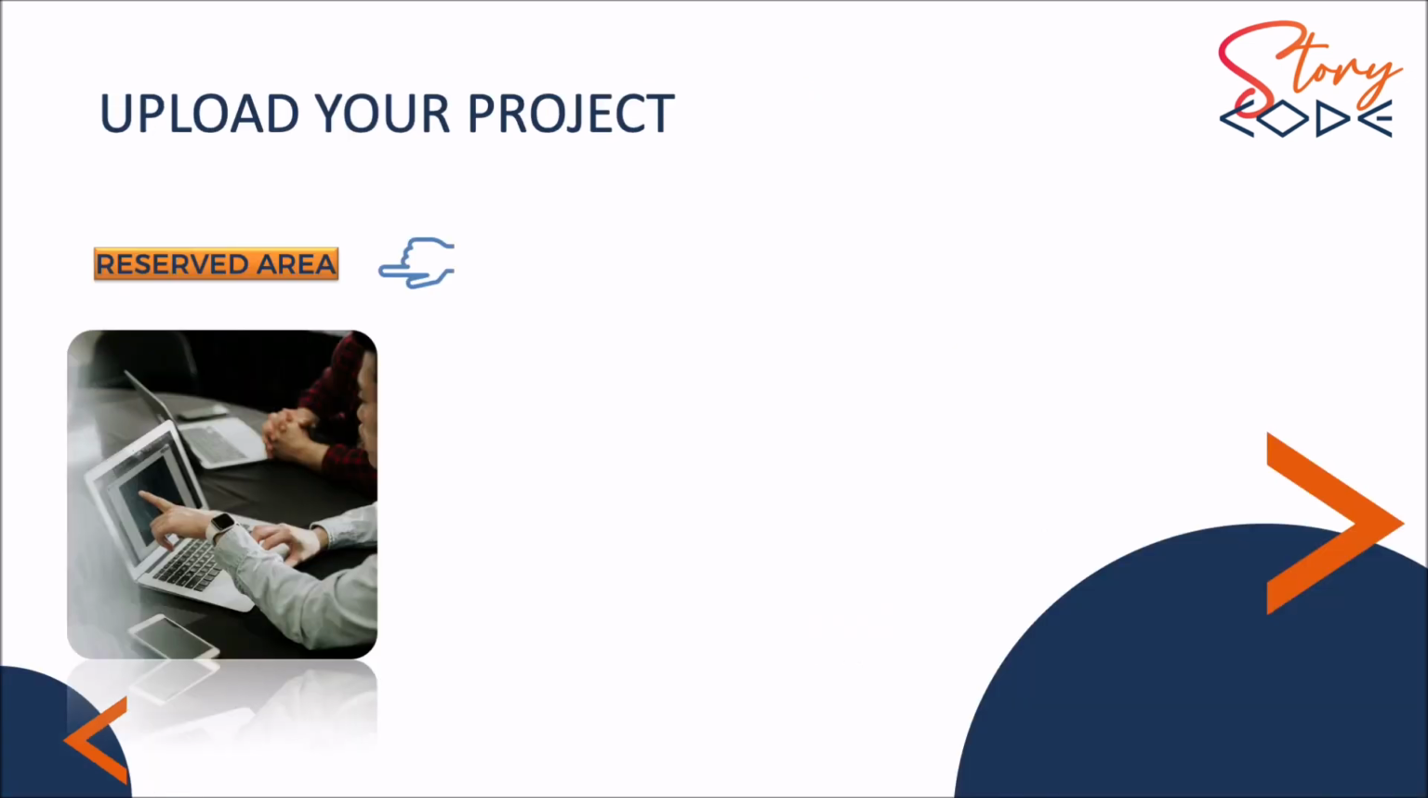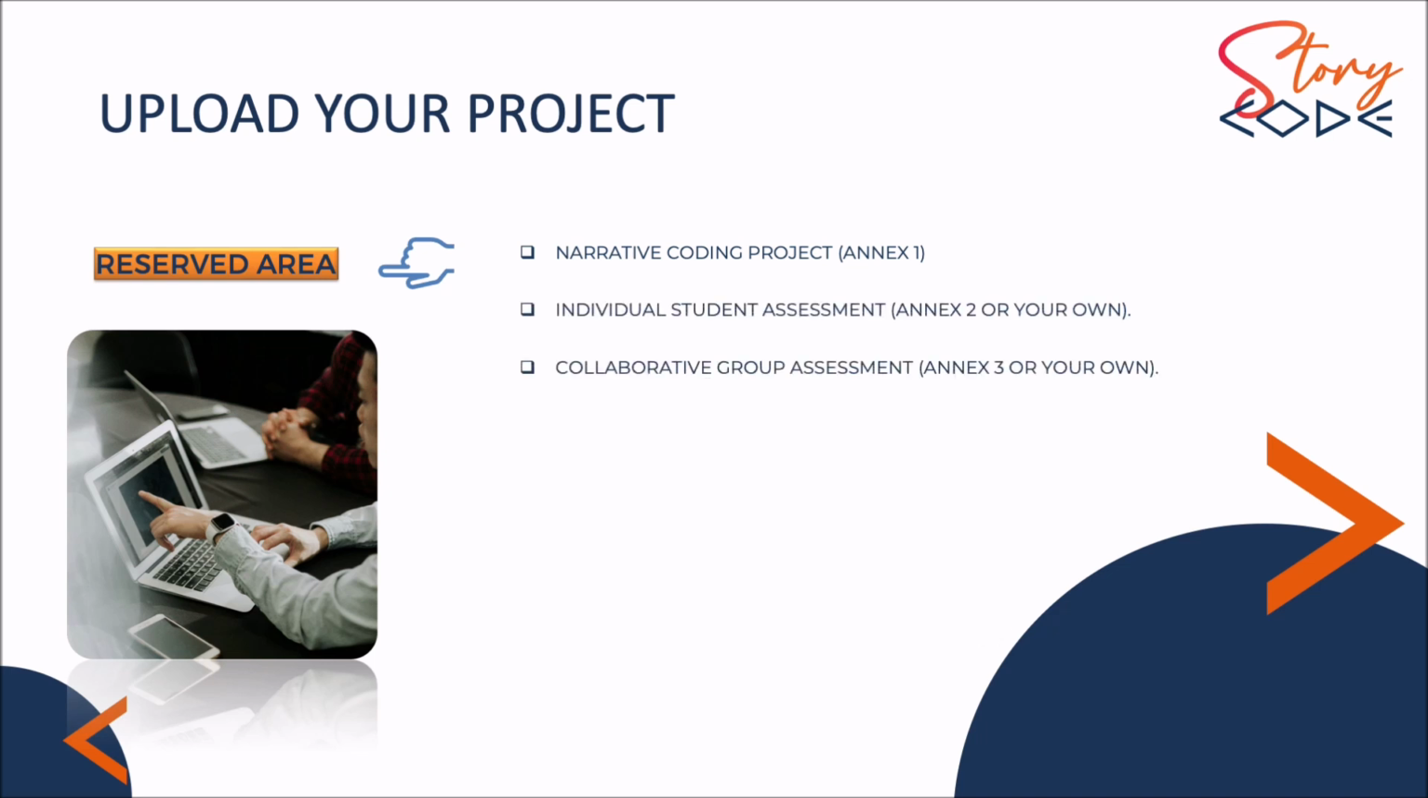At the end of your narrative coding project, you will have to access the designated section on the reserved area for this activity and upload your group report and all the assessment attachments. StoryCode trainers will evaluate your activity following evaluation criteria detailed in the activity attachments and send you feedback about your project and its implementation.